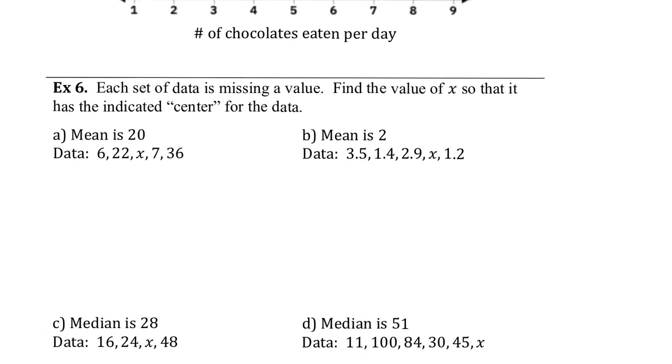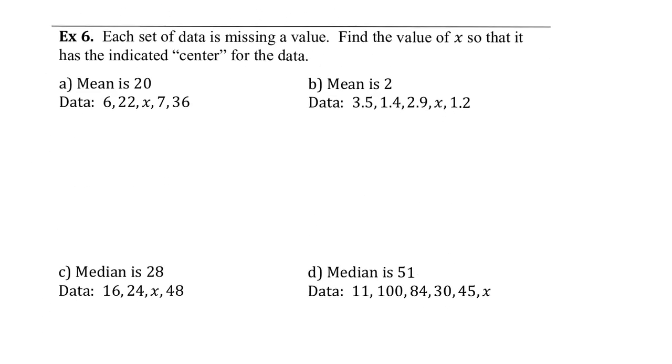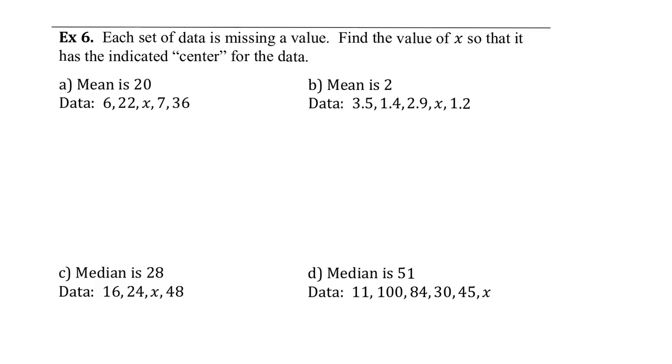Okay, last example. Each set of data is missing a value. Find the value of X so that it has the indicated center for the data. This one says it has a mean of 20. If I want the mean, I add up all the numbers and then divide. So 6 plus 22 plus 7 plus 36 is 71.